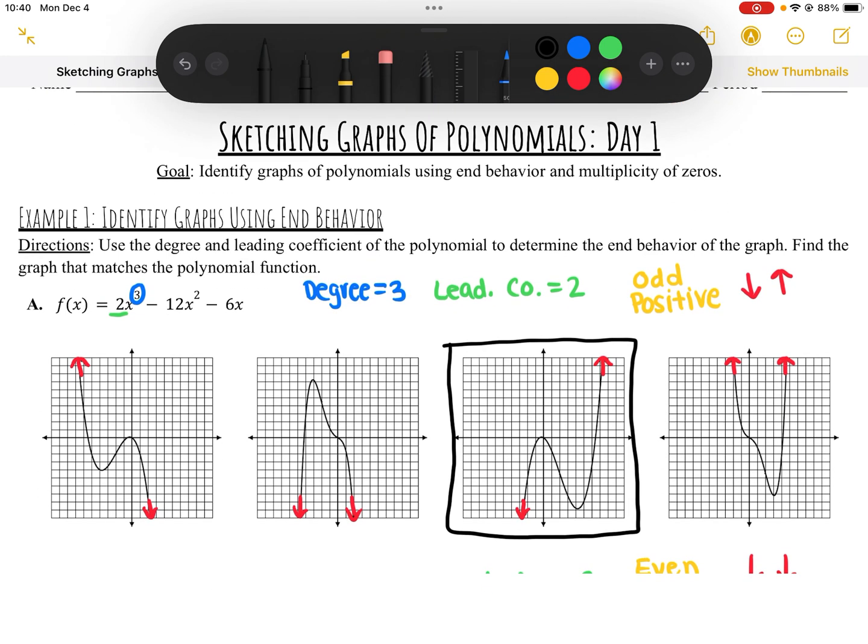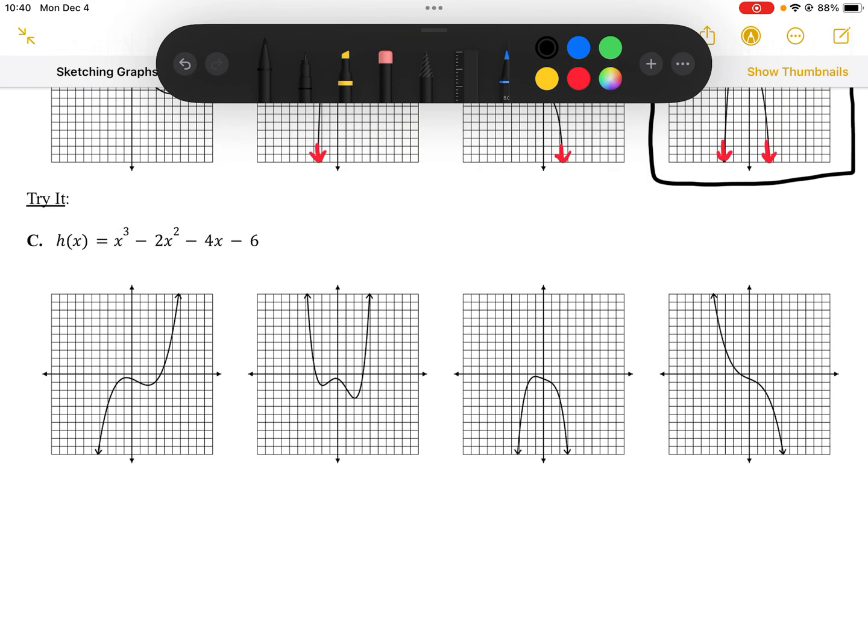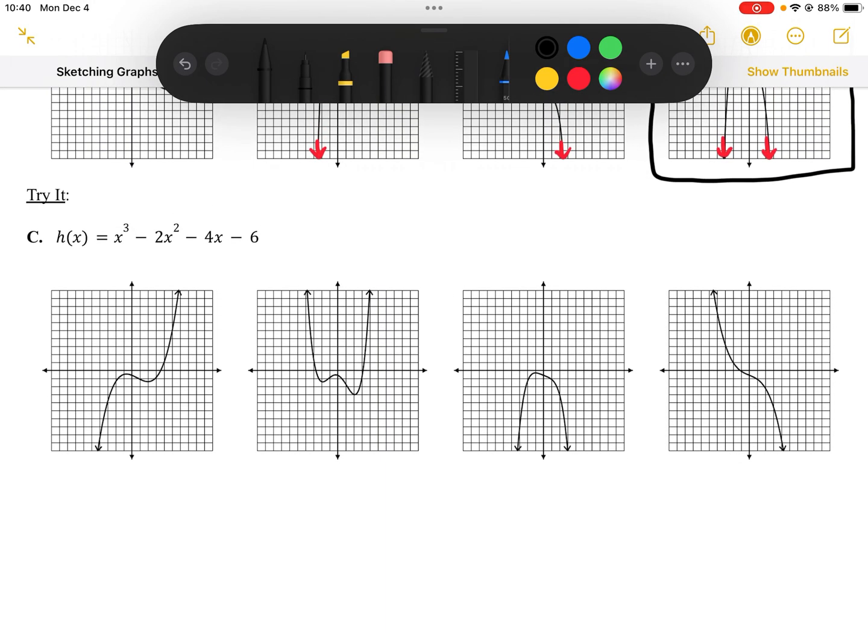There is one more problem. There's a try it problem at the bottom for you to do. C, where h of x equals x cubed minus 2x squared minus 4x minus 6. So go ahead, take a moment, pause the video, and then resume when you're ready to check your answer.